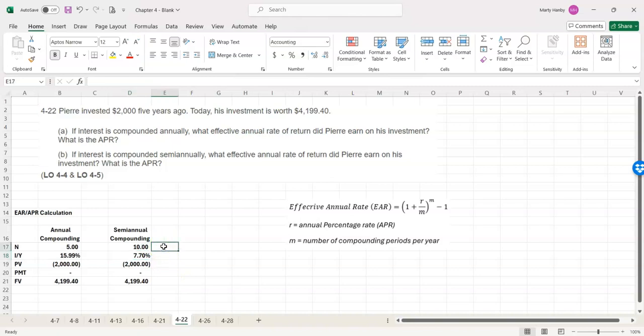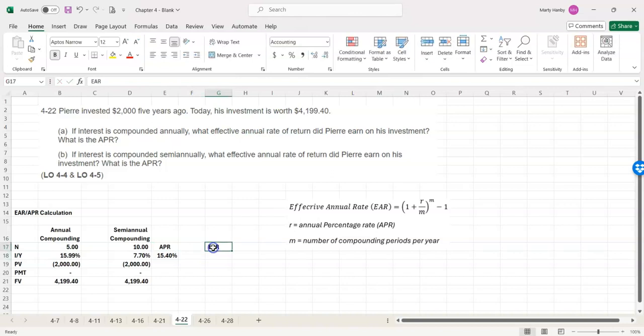So to do the APR, I have to multiply it by 2. Now percent. So 15.40% is the APR. Now the EAR involves this formula here. So effective annual rate is equal to 1 plus the APR divided by the number of compounding periods per year, and then you take it to that same power. In this case, that'll be 2.